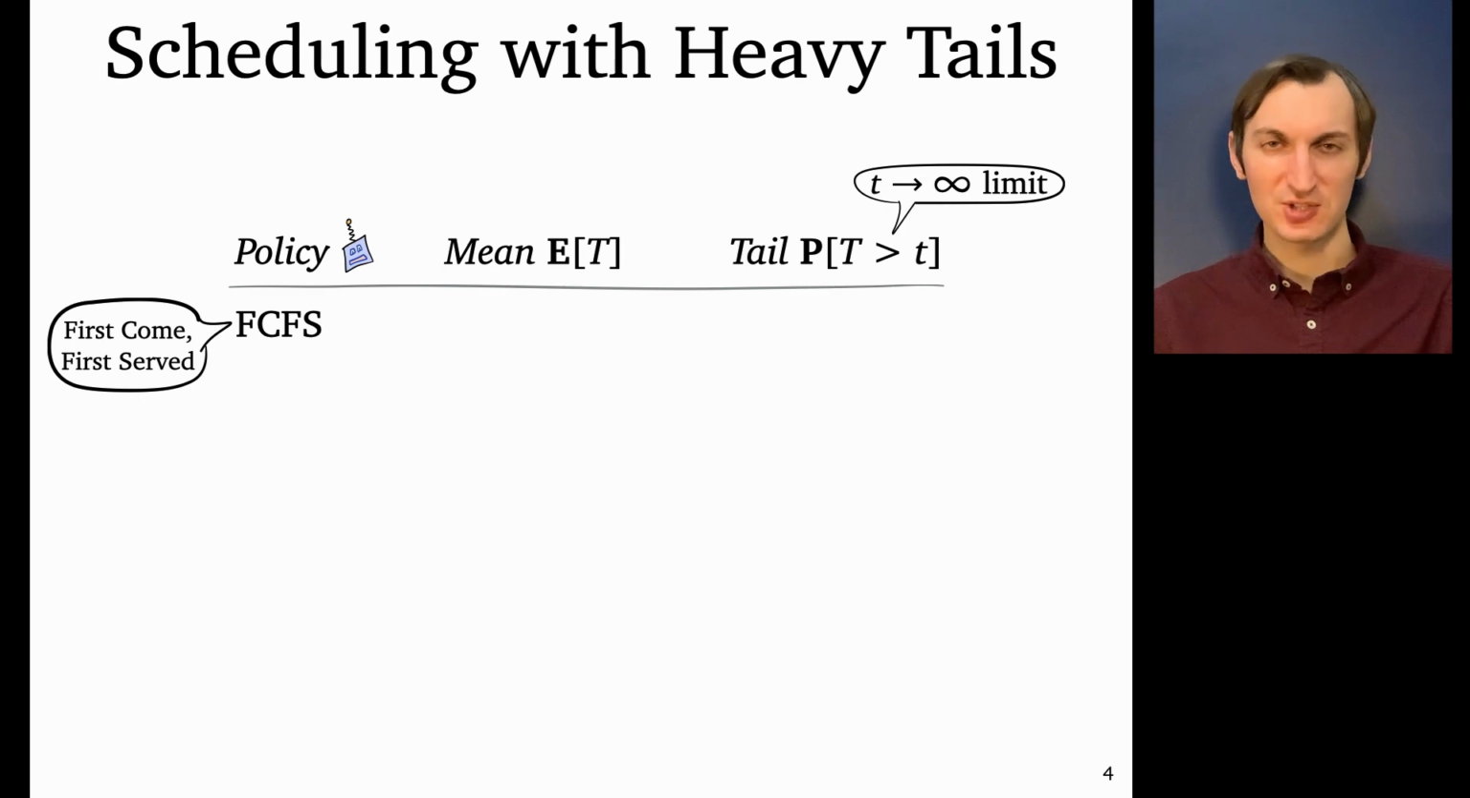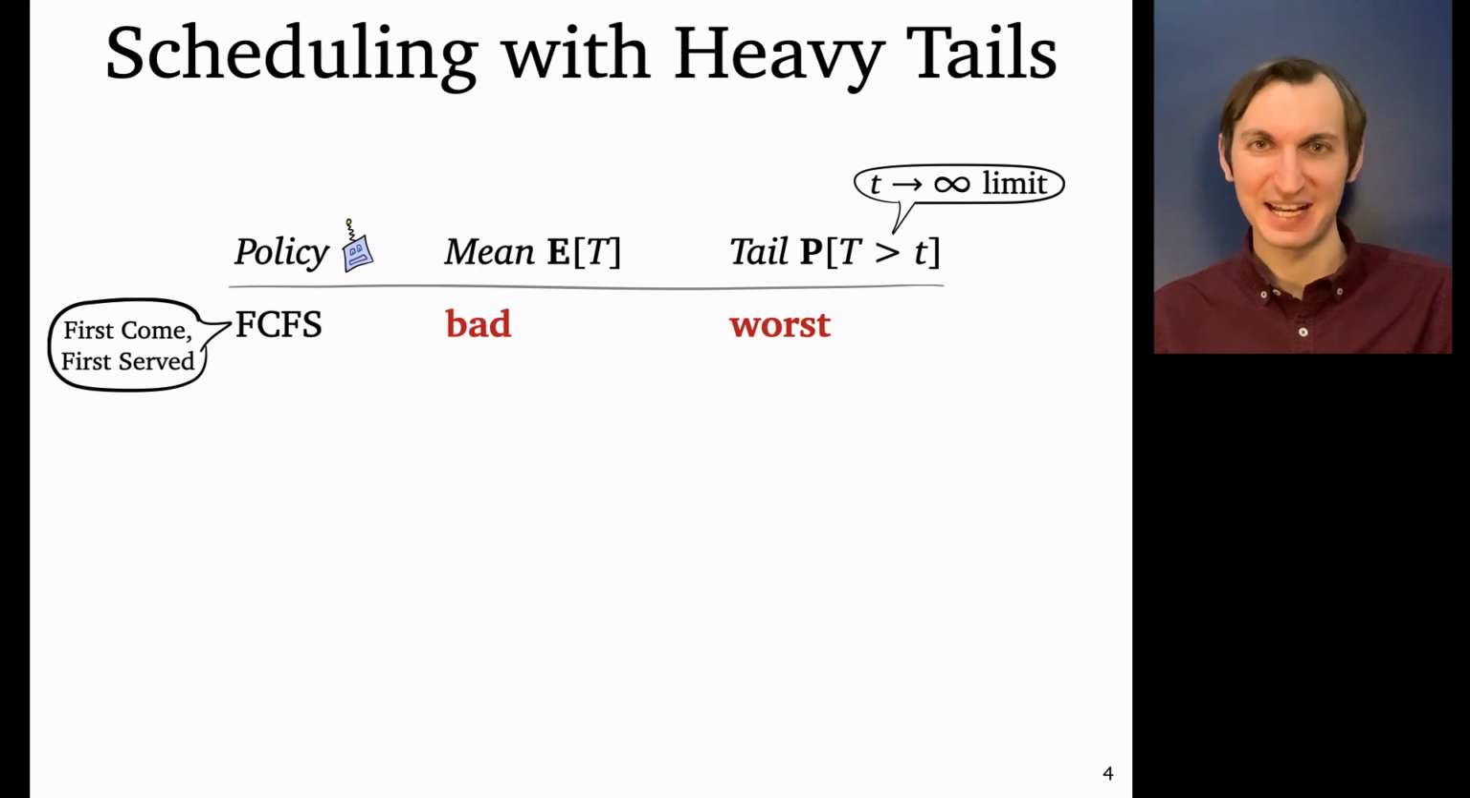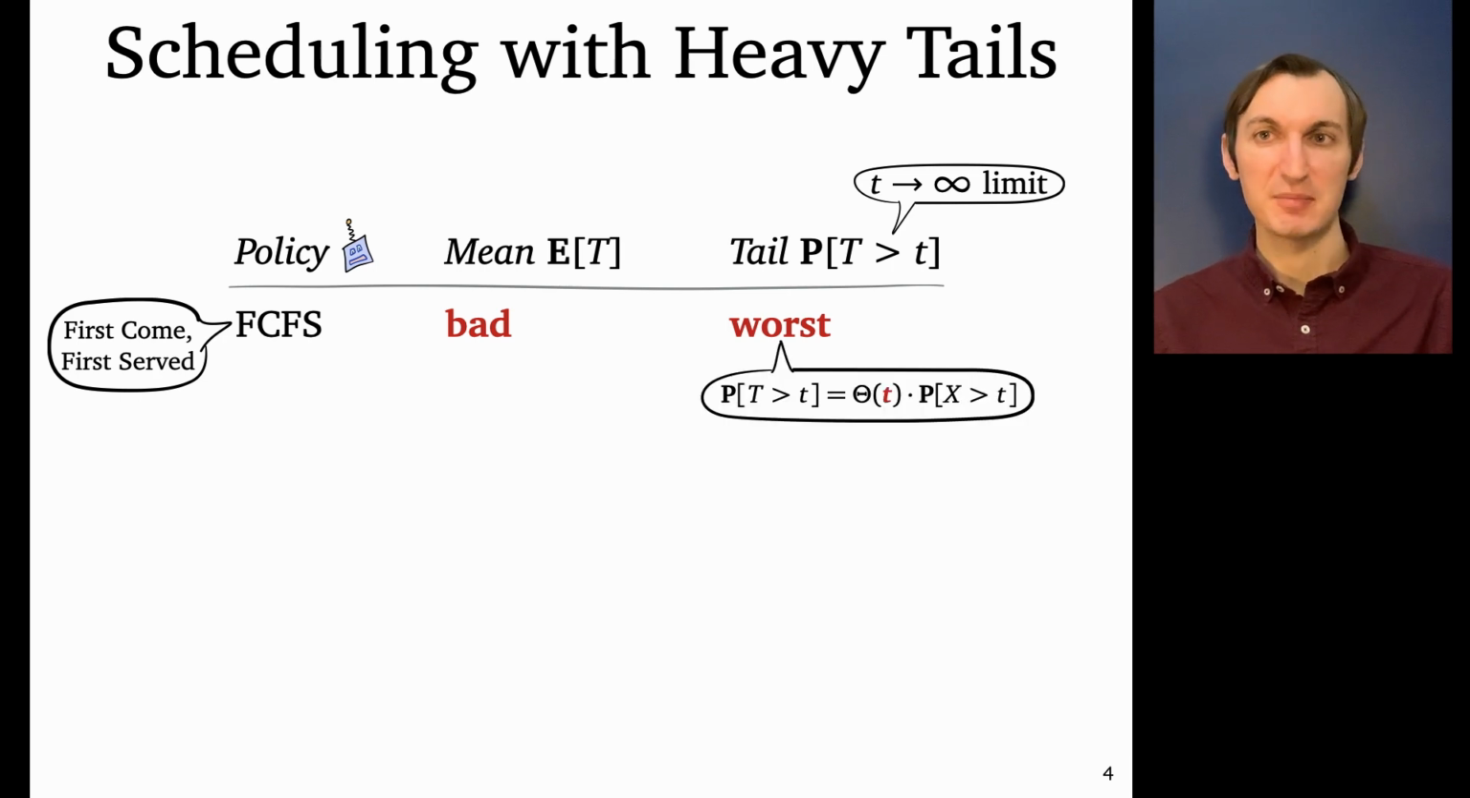First come, first serve just does the jobs in the order they arrive, and actually has really bad mean response time. This is because the mean response time depends on the variance of the job size, which can be really high. In terms of the tail of response time, it's actually the worst possible tail you can get, as long as you're not idling while the system is busy or something very silly. And specifically what I mean by this is that the response time tail in the t to infinity limit is t times worse than the job size tail. So this is really bad.